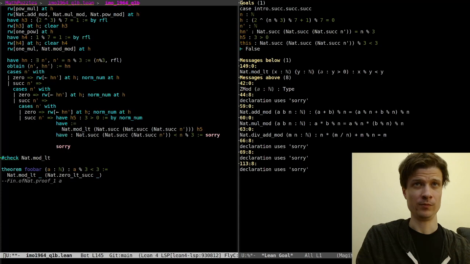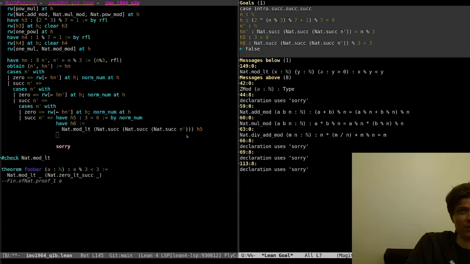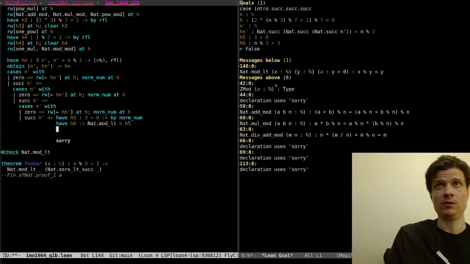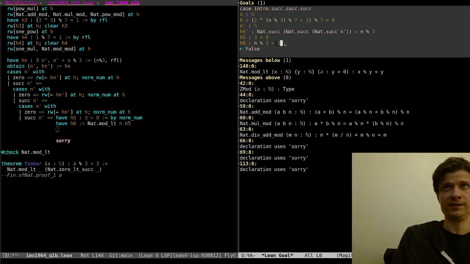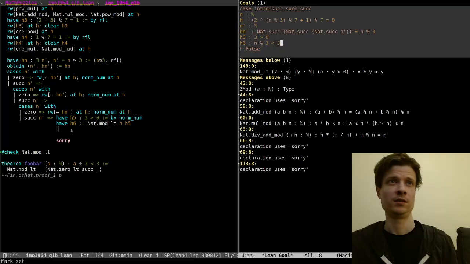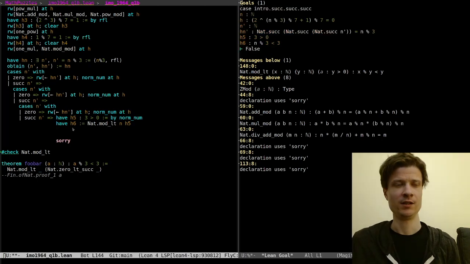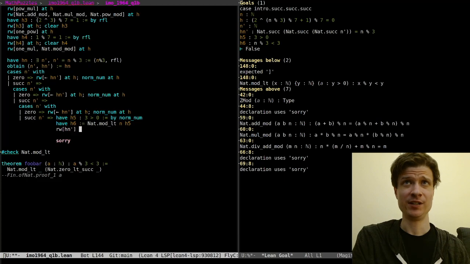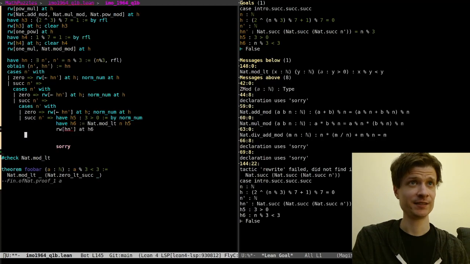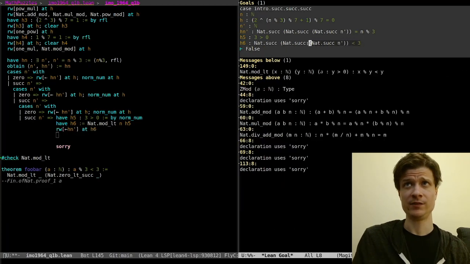Oh, I just wrote that wrong. Okay. Oh, no, I just want this to be n. So yeah, then my transitivity, this triple successor thing is less than 3. That's going to be our contradiction. If we apply the successor 3 times, it's got to be at least 3. Rewrite hn' at h6. Okay, that's definitely a contradiction.